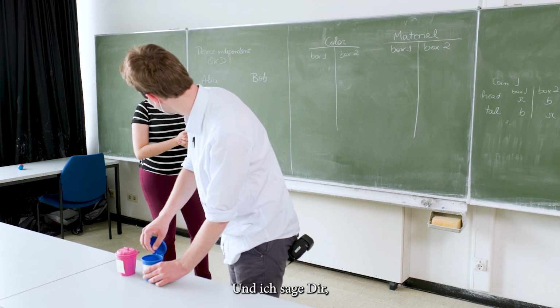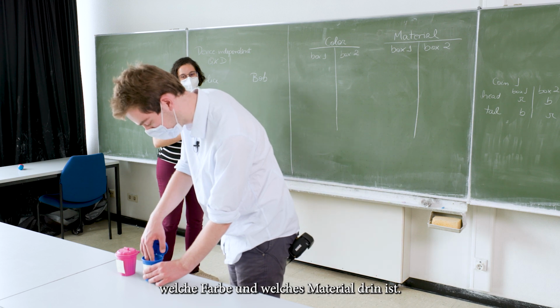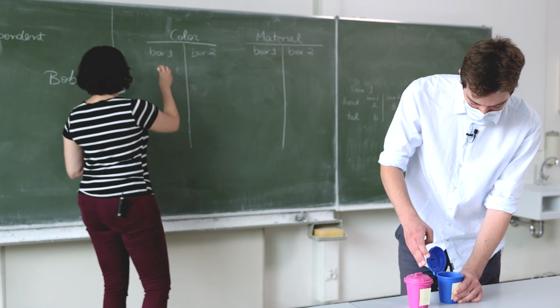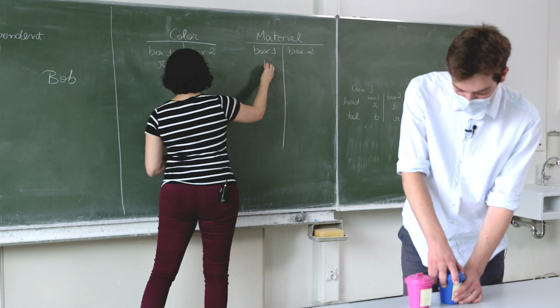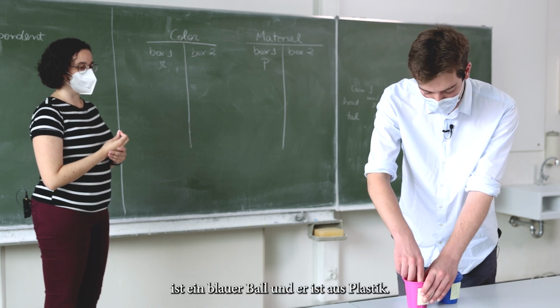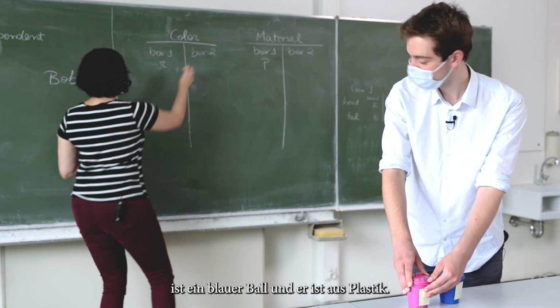And I just tell you exactly the color and the material of the... Okay, so we have a red ball, which is made of plastic. Okay, so red ball and it's of plastic. And box 2? Yeah. It's a blue ball and it's made of plastic. Okay.